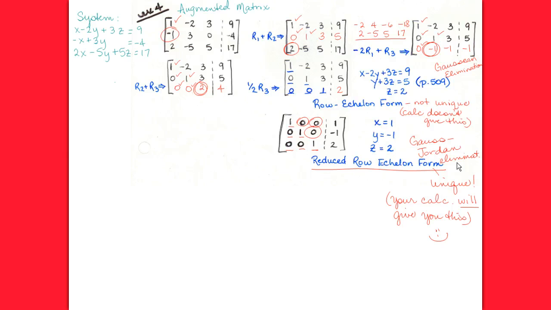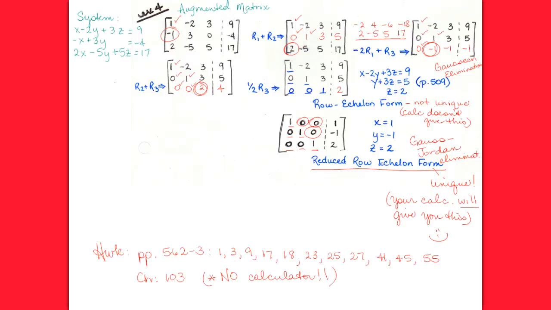Okay, so I will teach you later how to do this all in the calculator, but for right now we are doing these by hand. So here is our homework for tonight. On pages 562 to 563, we're doing 1, 3, 9, 17, 18, 23, 25, 27, 41, 45, 55. And your challenge is 103. And again, no calculator on these. We will do them with a calculator later on.